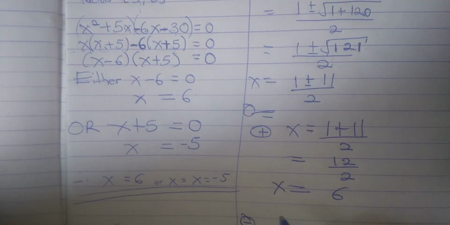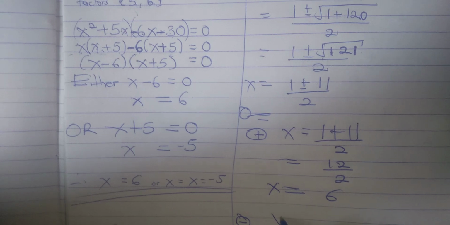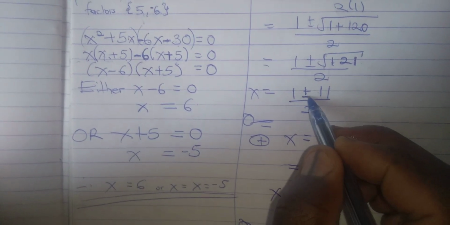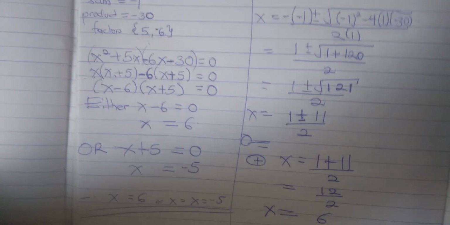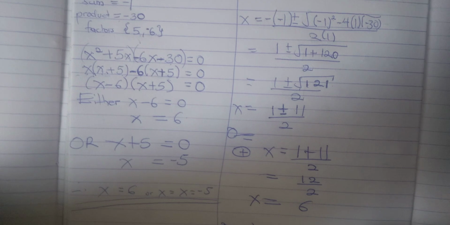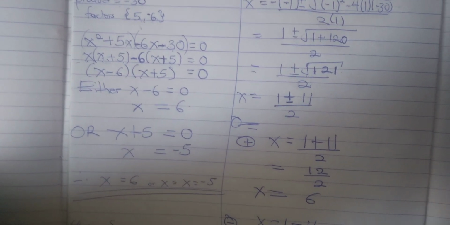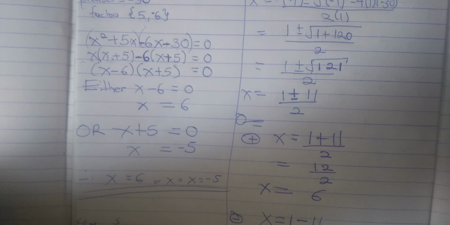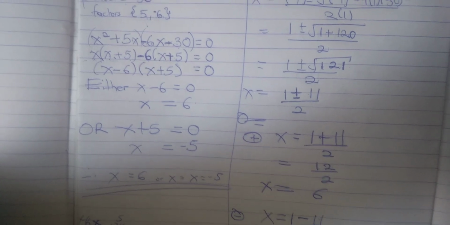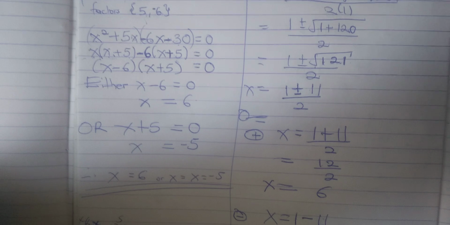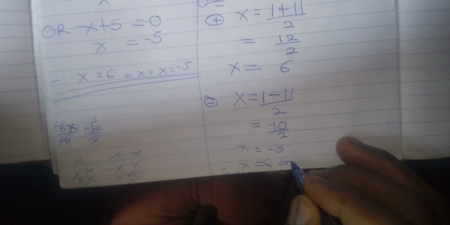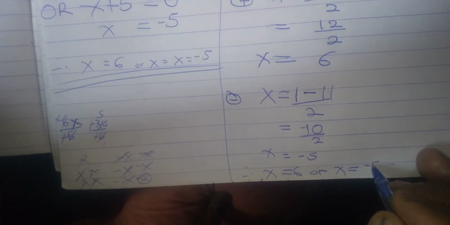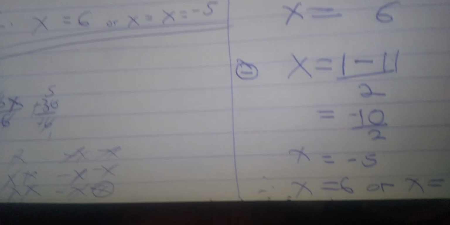Then when I consider negative, I shall have x equaling 1 minus 11 over 2. Remember there are two signs here; the square root is either positive or negative. This will give us negative 10 over 2, which is negative 5. So therefore our x is 6, or our x is negative 5, as we have seen. So still this is the same answer we are getting.